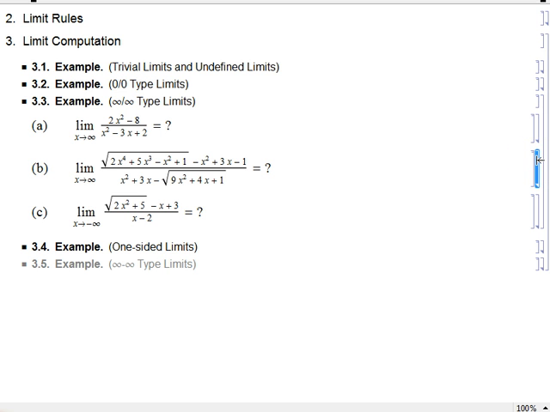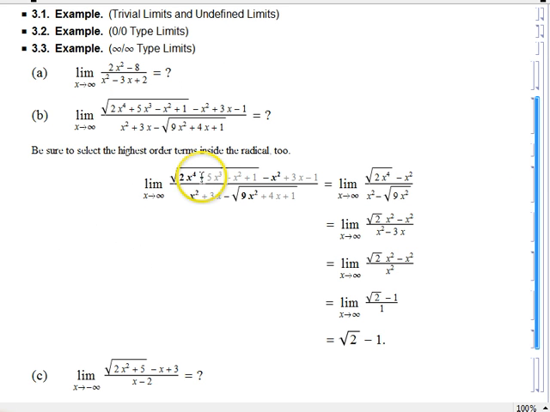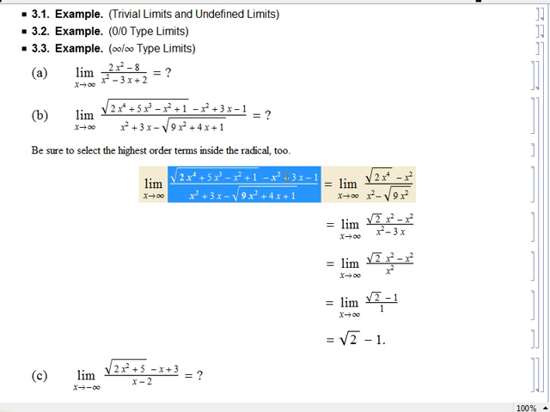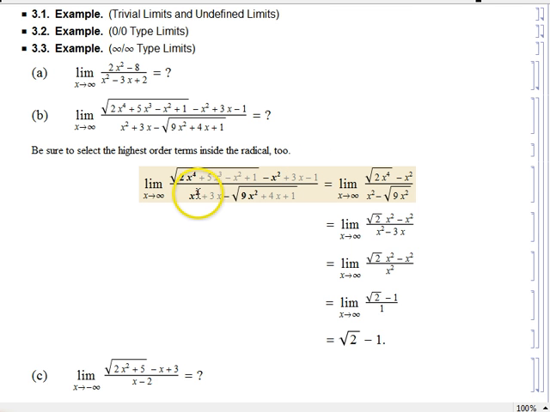Now let's move on to a little bit tougher problems with radicals flying around. In that case, please remember to take the highest order terms both inside and outside of the square root. This is what I mean. Take the highest order terms from the inside, ignore the rest. Take the highest order terms from the outside, ignore the rest.